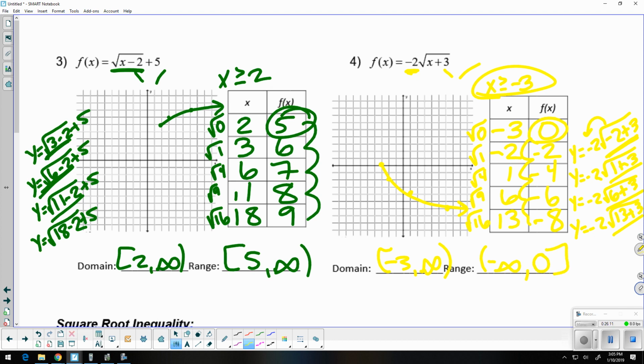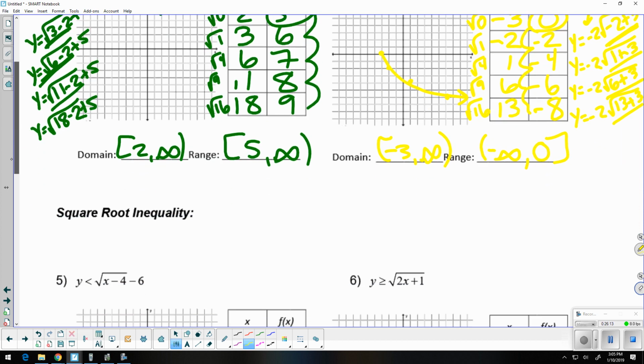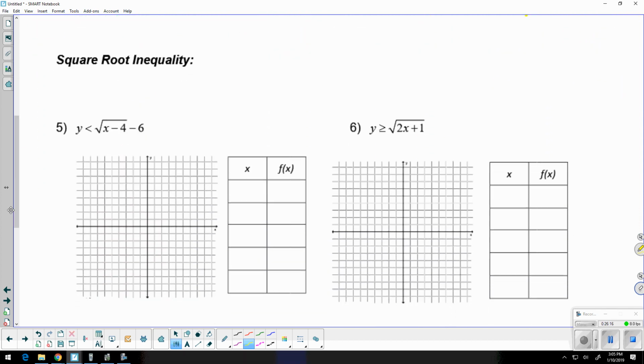Okay? Now let's get into some inequalities. So square root inequality. Okay, here's the next one. So my h and my k value, 4, -6. All right, so again, this gives me the square root of 0. So now choosing my other numbers, I want 1, 4, 9, and 16. So what numbers do I want to plug in for x to make that into a 1? My x's again have to be greater than or equal to 4. So this would have to be a 5.